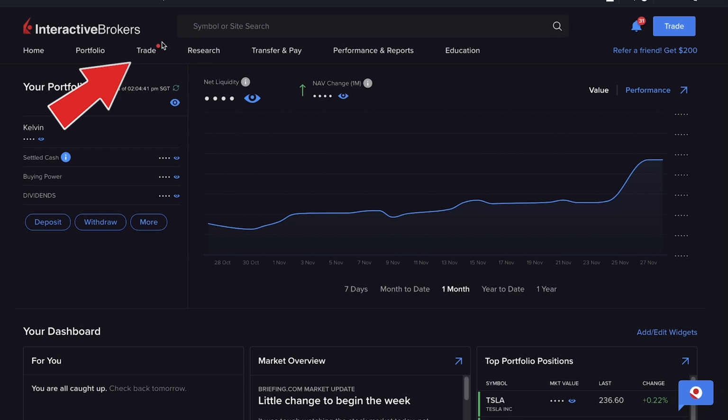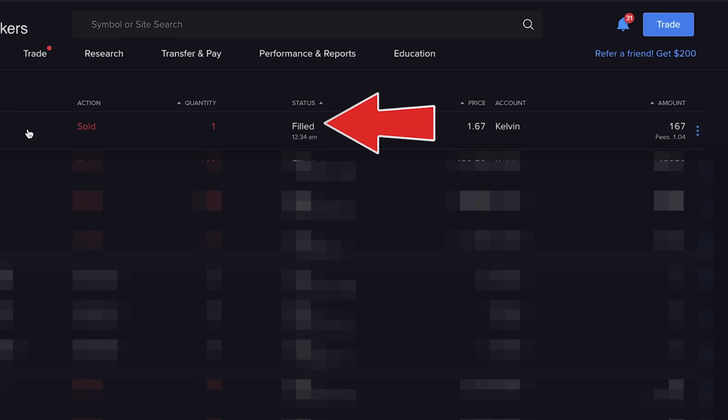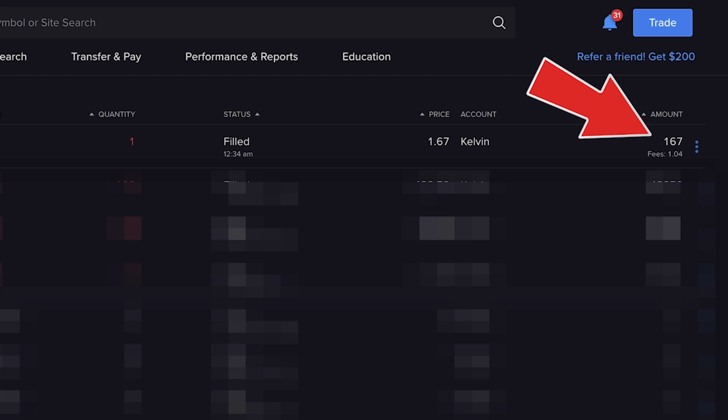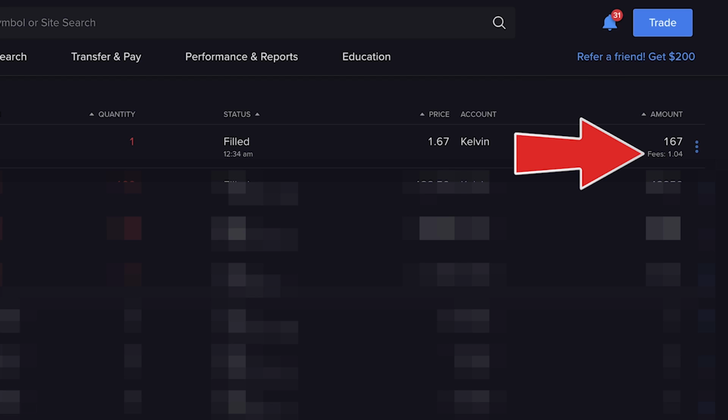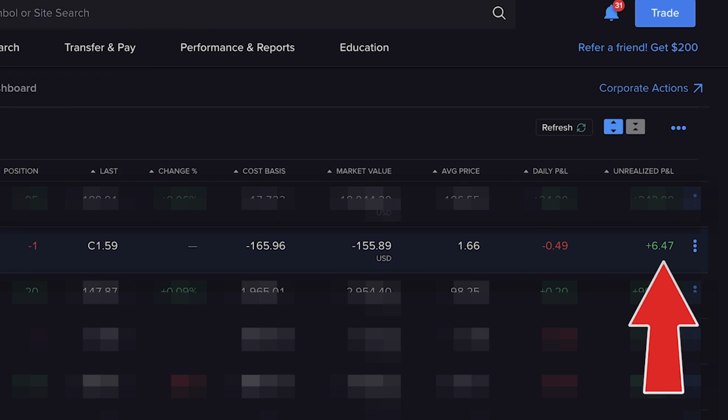To check your order, you can head over to Trade, Orders and Trades. If the order is filled, it will say filled. And here, you can see that I collected $167 in premium and I paid a commission of $1.04. After you have sold an option, it will now show you that you have a negative position on the option. Don't worry, that's perfectly normal, yeah? When you buy, it is +1, and when you sell, it is -1. Also, if you check the unrealized profit and loss, you will see that there's a change in value. In this case, it shows $6.47.